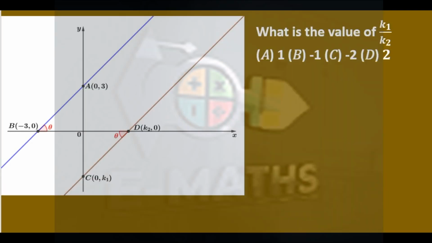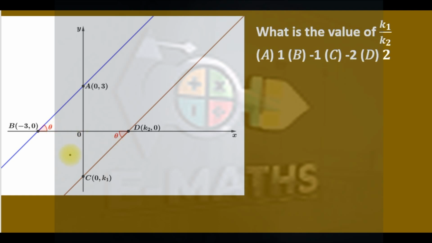So we are given the diagram and we're asked what is the value of K1 over K2. Okay, the first thing you will notice in this diagram is the angle theta. Since here is theta, here is theta, the angles are the same.